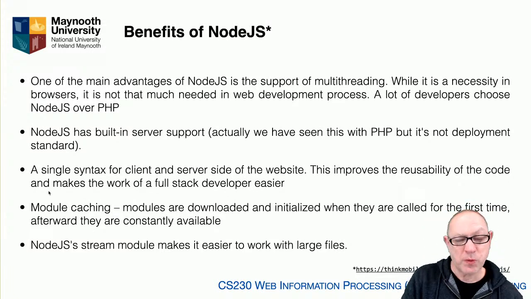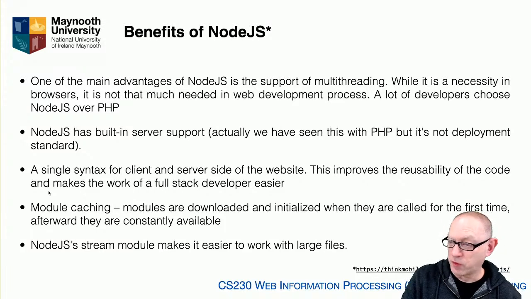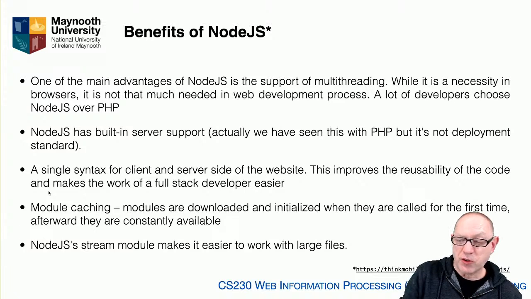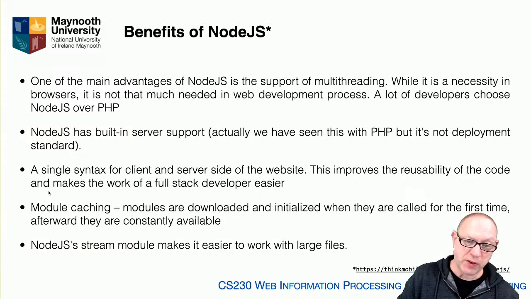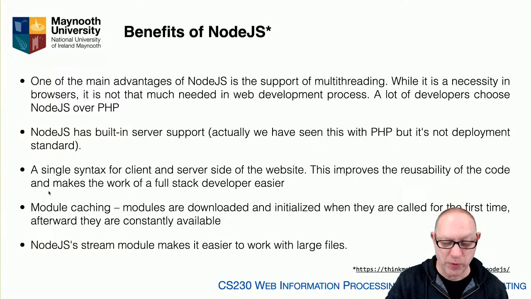Okay. Also, for module caching, Node is good at this kind of thing. The modules are downloaded and initialized when they're called for the first time, and then they're constantly available, and that's very, very useful. Node.js's stream module makes it really easy to work with large files, and that's super. It really is brilliant as well. And there's lots of other examples.